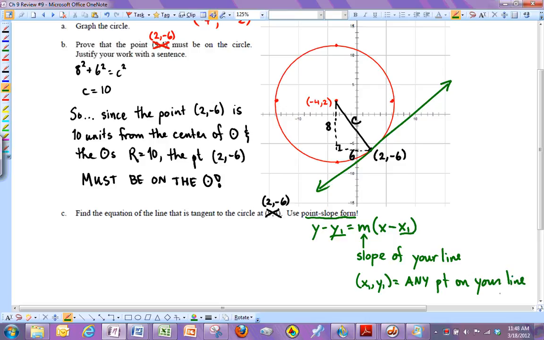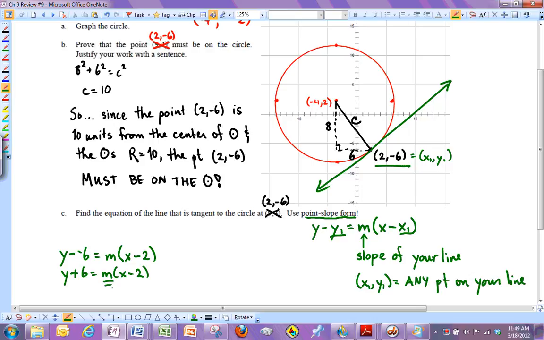Okay, so using this idea, we only know one point on the green line, 2, -6. So that's going to be my x1, y1. So that's what I'll plug in. If I rewrite this, y minus y1, and y1 is now -6, so this is going to turn into y plus 6 equals m, and then x minus x1, and x1 here is 2. So let me rewrite this a little bit. y plus 6 equals m times x minus 2. So the only thing I have left is what's the slope here.